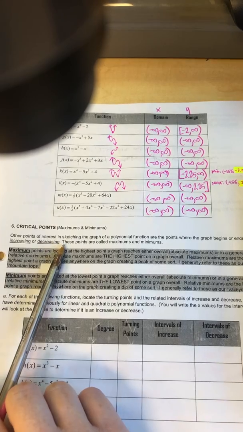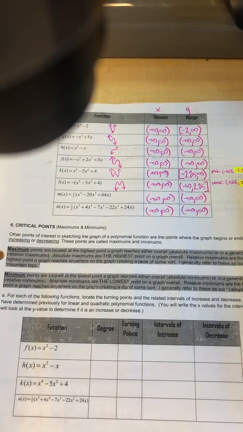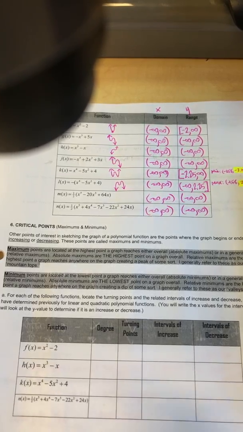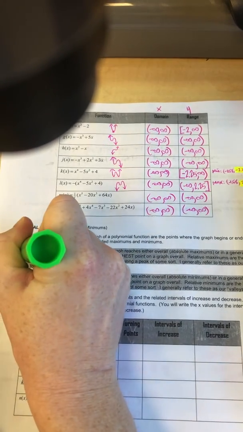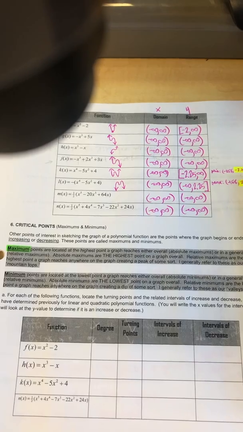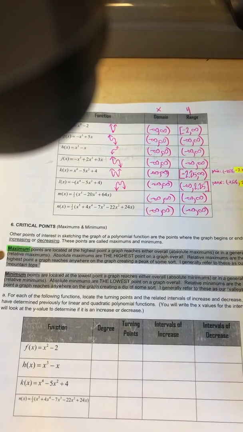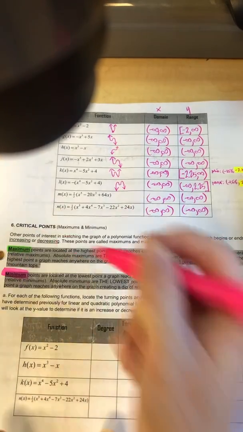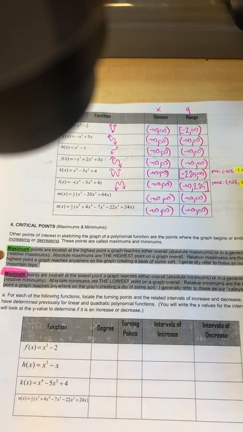All right, other points of interest in sketching the graph of a polynomial function are the points where the graph begins or ends increasing or decreasing. These points are called maximums and minimums. Now, I'm going to color code these. Any of my maximums are going to be green. And any of my minimums, I'm going to make pink. Okay?